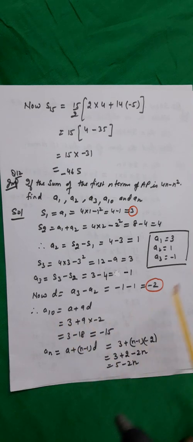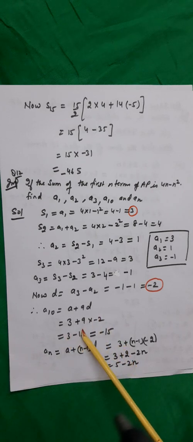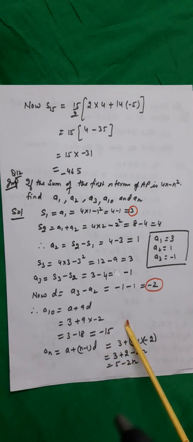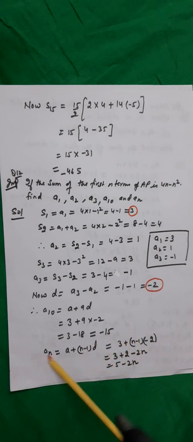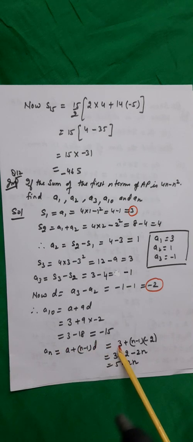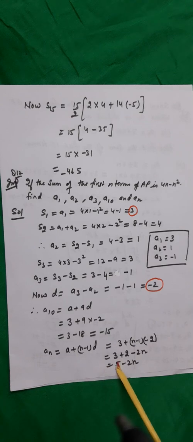So a10 is very easy to find: a + 9d, that is equal to 3 + 9 into −2, which is equal to 3 − 18, which is equal to −15. Now what will be an? an is equal to a + (n − 1)d, that is equal to 3 + (n − 1) into −2, that is 3 + 2 − 2n, that is 5 − 2n.